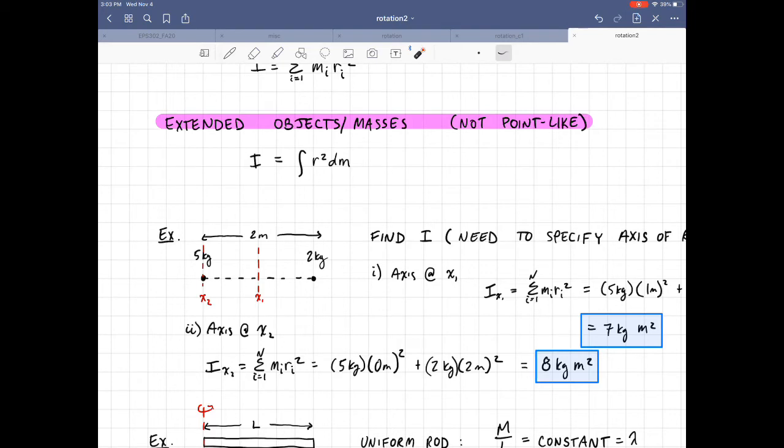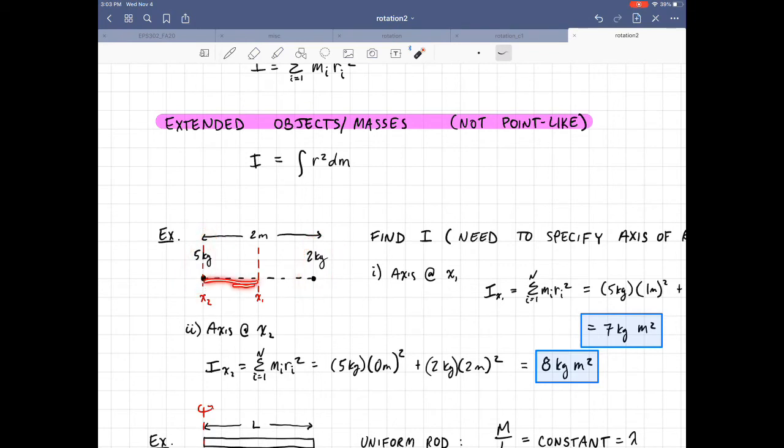And then I've got plus, now I've got the 2 kilogram mass. Now how far away is that? Well, that's 2 meters away from the rotation axis. And so now this term is 0, but then this adds up to be 8 kilogram meters squared. So depending on what you choose for the rotation axis, the moment of inertia calculation will change, because it depends not only on the masses in your problem, but then also how far away the masses are.